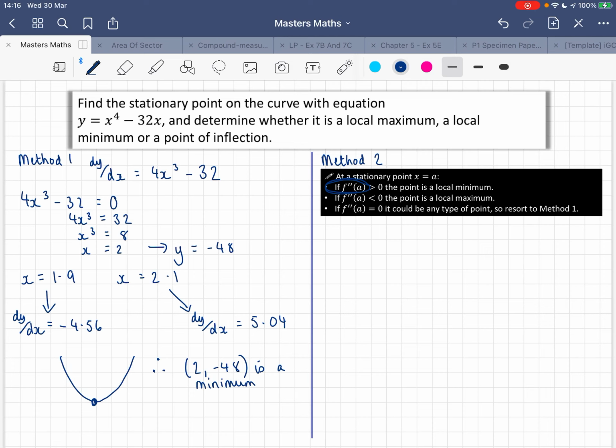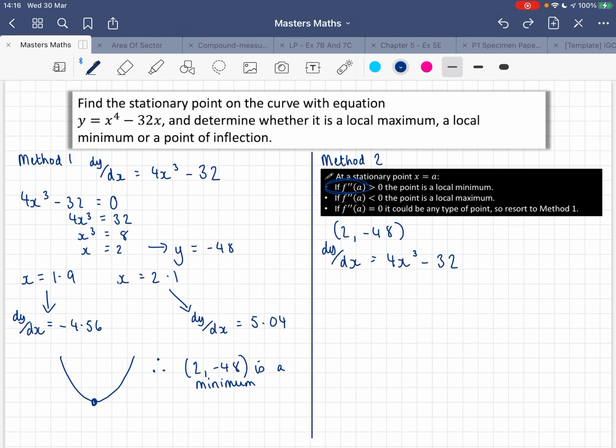question as before. So y is x to the power of 4 minus 32x. We already know where the stationary point is, because we've already done it. We know it's at 2, negative 48. We know when we differentiated, we got dy by dx is 4x cubed minus 32. We need to differentiate again.